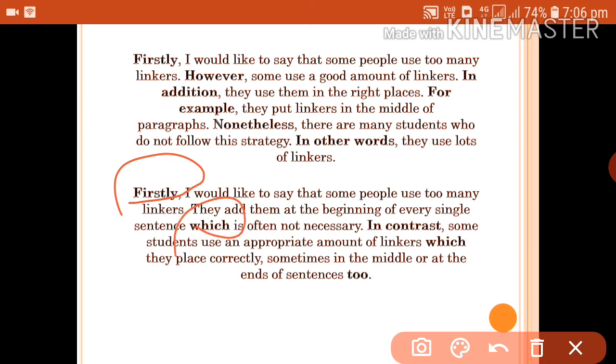In contrast, some students use an appropriate amount of linkers, which they place correctly, sometimes in the middle or at the end of sentences too. So this is the correct usage of linkers at the correct places.